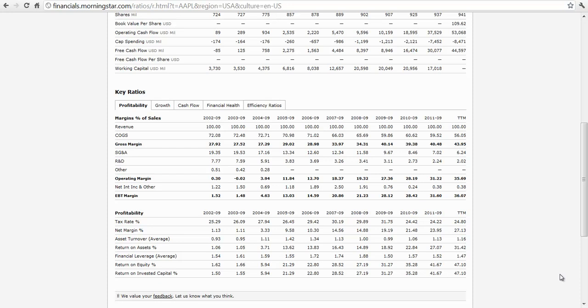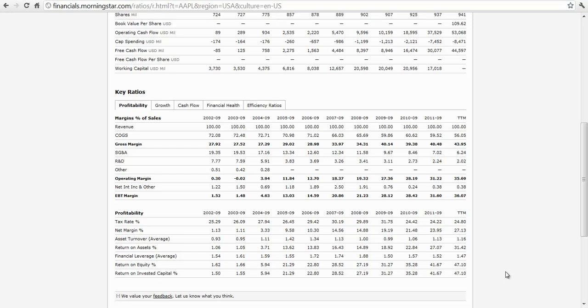I want to talk about DuPont analysis. DuPont analysis is a tool for decomposing return on equity. And here what I have is I've gone to Morningstar.com and I've called up the financial ratios of Apple computers. And you can see down here they give you the return on equity from 2002 third quarter to 2011 third quarter, and you can see that the return on equity has been going up, and we would think that's a good thing. The question is, why is it going up?